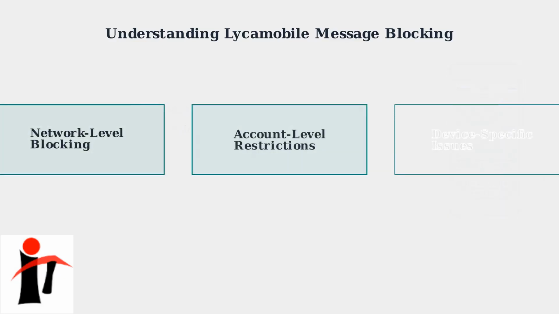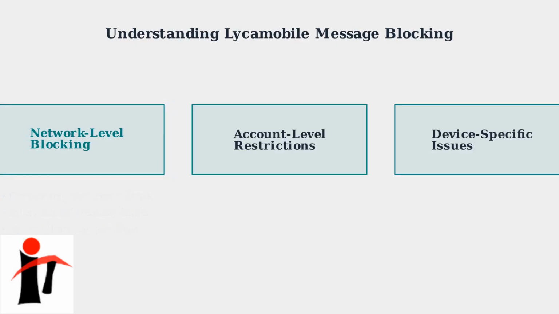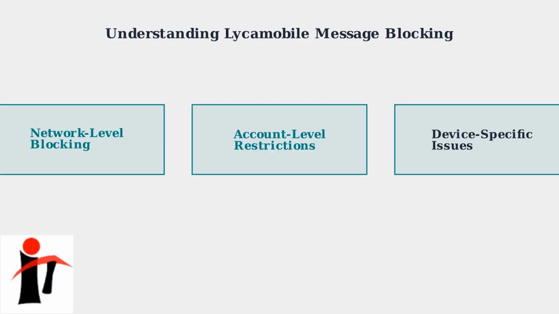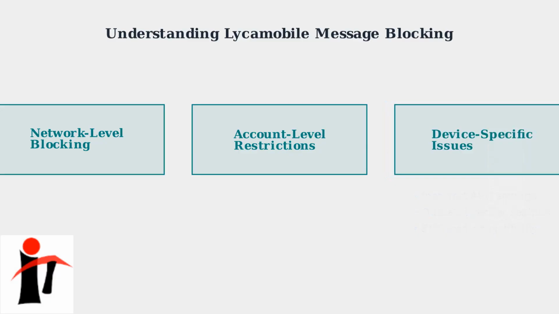Message blocking stems from three main categories of issues. Each category has distinct characteristics and requires different troubleshooting approaches. Network-level blocking occurs when carriers impose restrictions on premium rate numbers, international SMS gateways have limitations, or spam filters create false positives. Account-level restrictions happen when there is insufficient account balance, service plan limitations, or account verification requirements that haven't been met. Device-specific issues include incorrect APN settings, outdated carrier configurations, and SIM card compatibility problems.